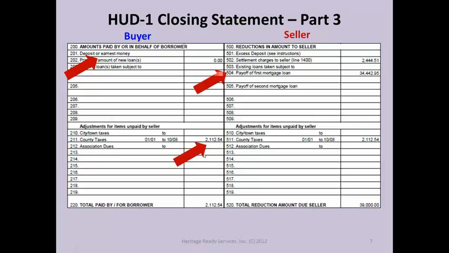Now let's flip over to the other side of the balance sheet for the seller side. And the settlement charges to the seller, again from line 1400 on the other page, second page, are $2,444.51. Now you remember that my charges were $800 and change. The charges I'm going to show you on the second page can be on either the buyer or seller side, and they can be balanced. There's no predetermined they have to be here.